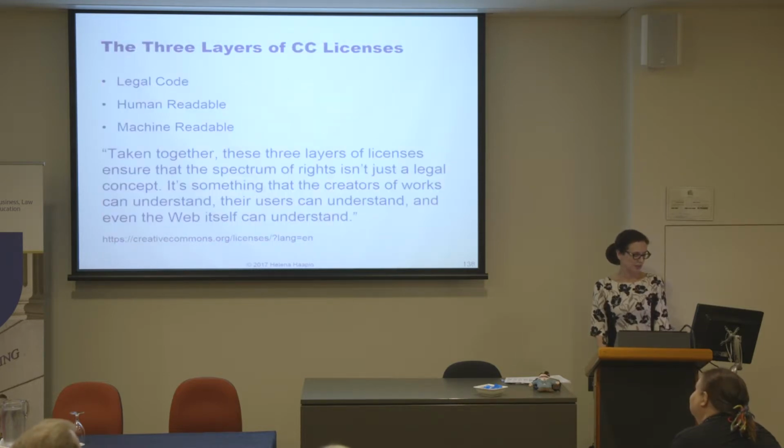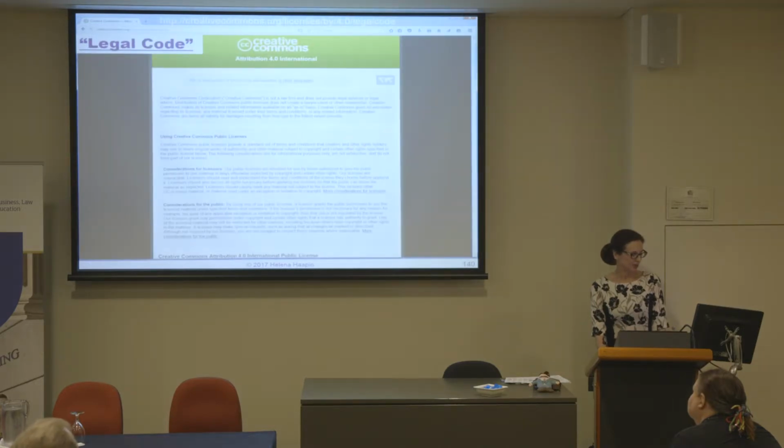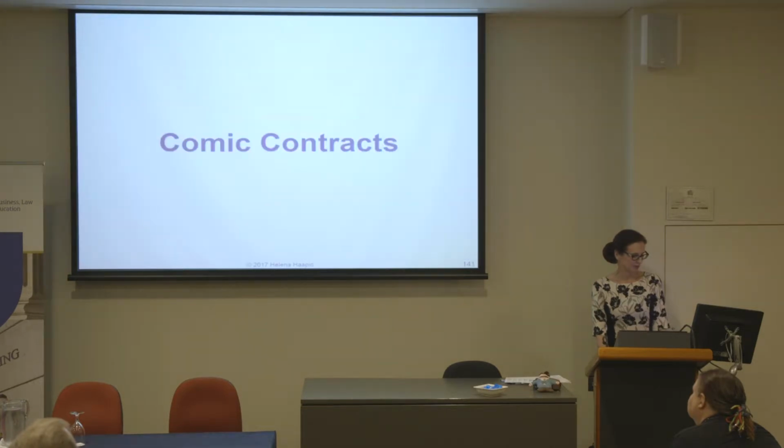So all of these taken together, they say these 3 layers of licenses ensure that the spectrum of rights isn't just a legal concept. It's something that the creators of works can understand, their users can understand, and even the web itself can understand. And this is how it looks, the human readable version, a summary really, and the legal code, the lawyer readable version. It's longer than this, but you get the picture.